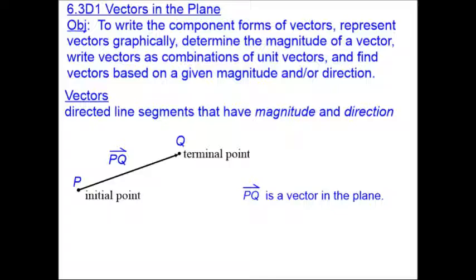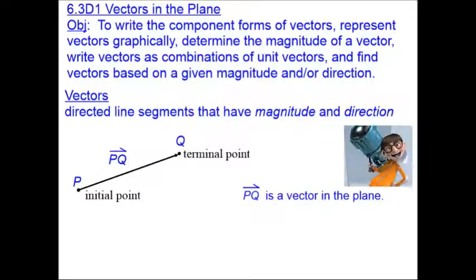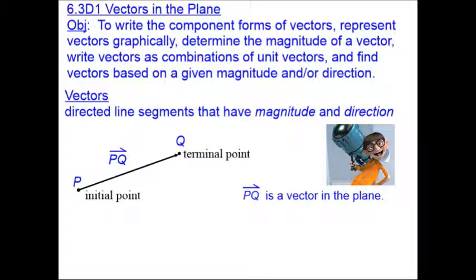Vectors are very important in physics, and in a lot of science in general, but physics especially. They are directed line segments that have a magnitude and direction. Hopefully you just thought in your head, oh yeah, because there's something you may have seen before in a movie. But anyway, directed line segments that have magnitude and direction.